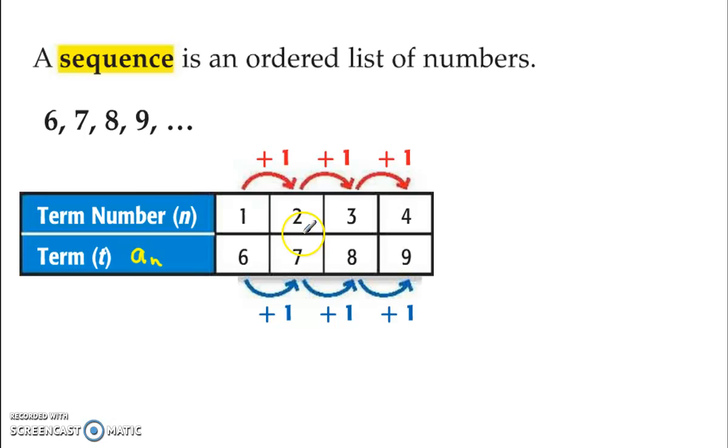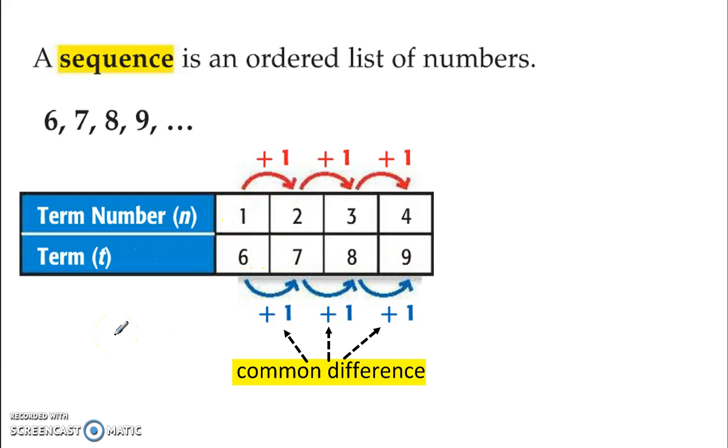So in this case, if the term number n is 2, then a of 2, or a2, is 7. Alright, and here in this sequence, 6, 7, 8, 9, the common difference between each term is 1. So here's something for your notes: common difference between the terms.